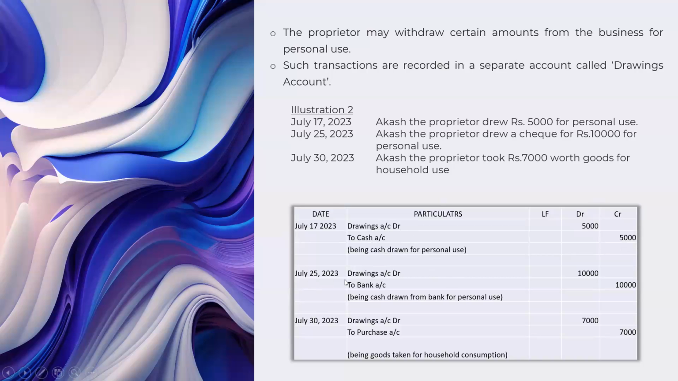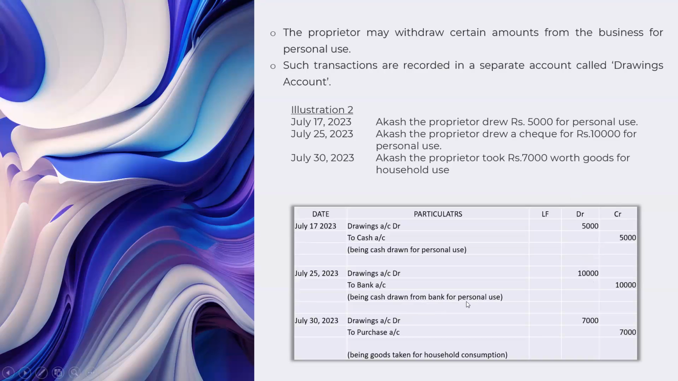And then on the 25th of July, again, drawings account debtor to bank account, because the organization will be having a bank account. So from the bank, the money has been withdrawn. So that's why to bank account creditor. Here, the creditor is seen as the bank and not as the organization. Okay. So to bank account creditor, and again in the narration, we are clearly mentioning being cash drawn from bank for personal use.